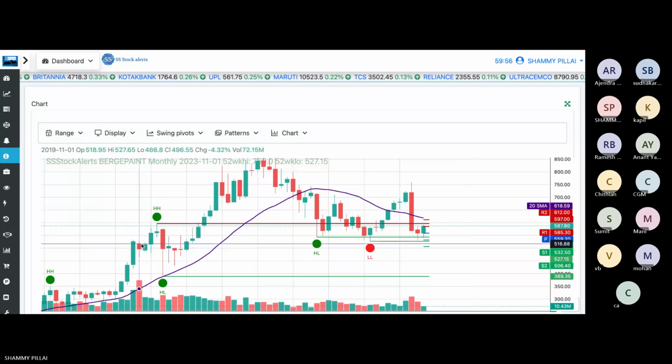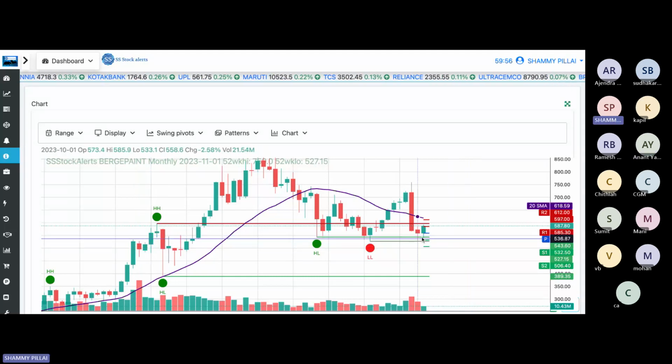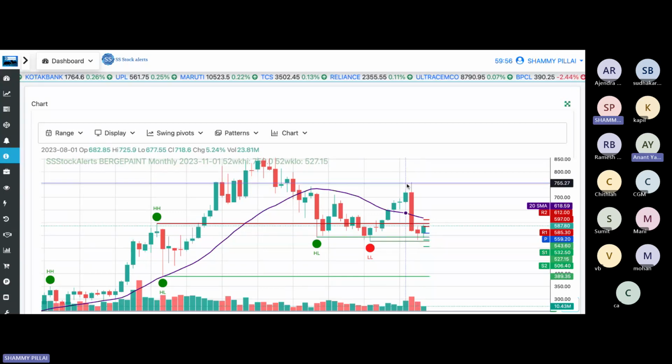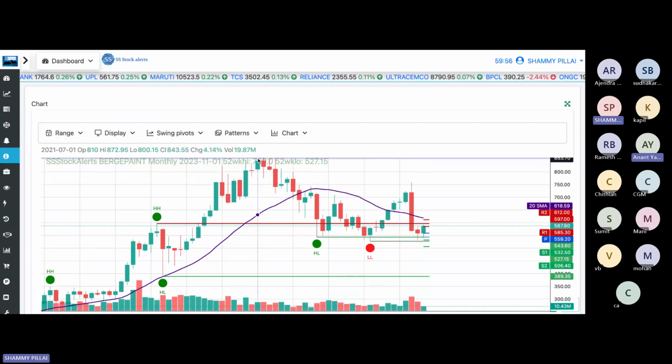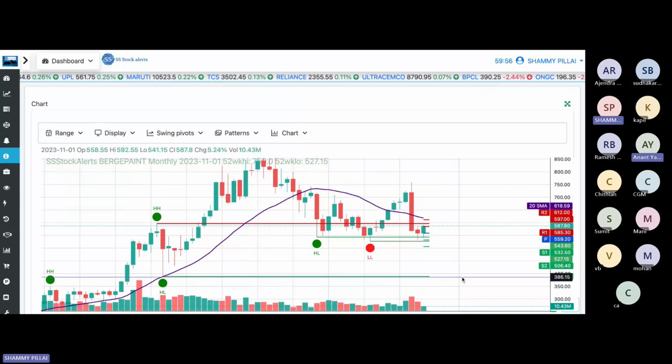Always remember, your biggest money is made at the bottom, in bottom buying. Your biggest money is not made over here. Here you will always be worried. Here you will always be relaxed.